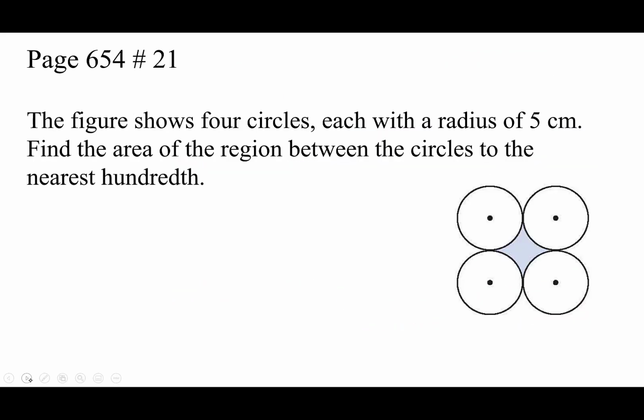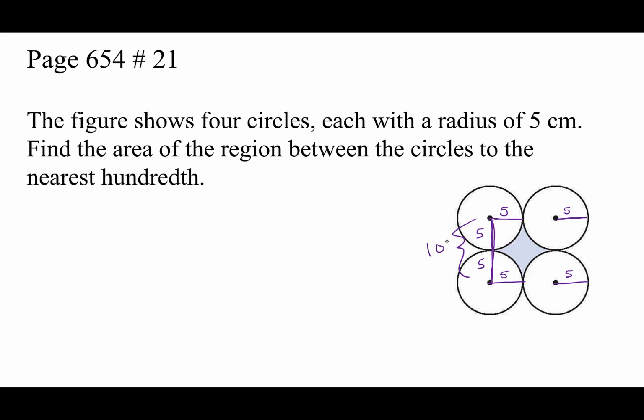Okay, the figure shows 4 circles, each with a radius of 5. Find the area of the region between the circles to the nearest hundredths. Okay, the first information that we know is that each of these have a radius of 5 centimeters. Since it has a radius of 5, we could also draw the radiuses like this so that they touch, and then 5 plus 5 is 10.